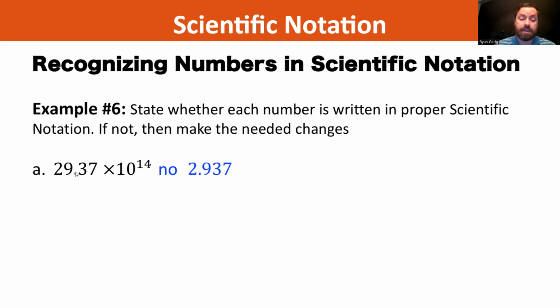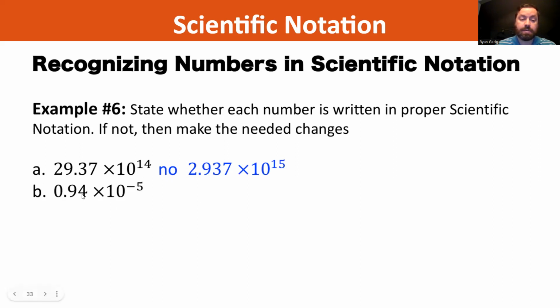Easiest way for me to explain this, the 29.37, I turned into 2.937. So I made that number smaller, 29 to 2.9, made that number smaller. So I need to counteract that by making the exponent bigger by how many times I moved the decimal. So I moved it 1 spot. So the exponent gets bigger by 1. So it becomes 10 to the 15th.